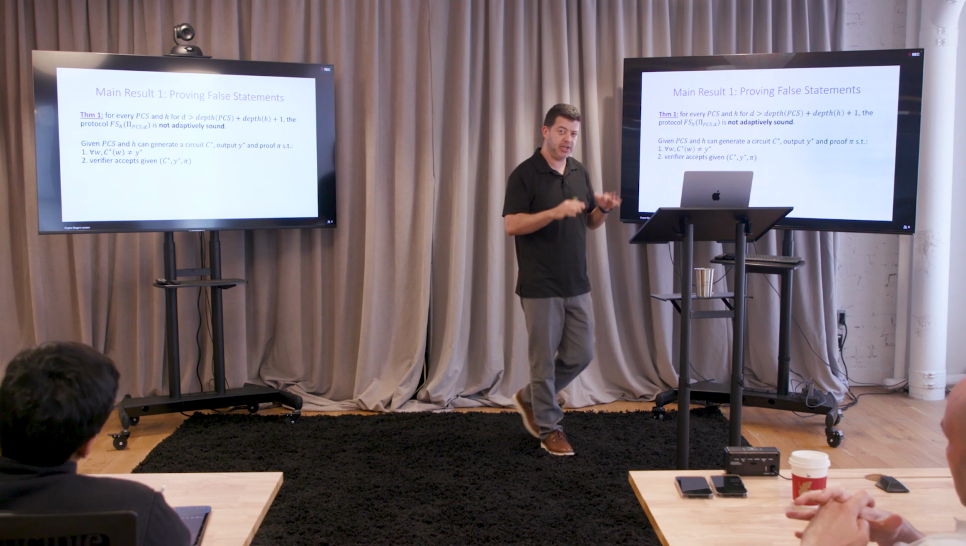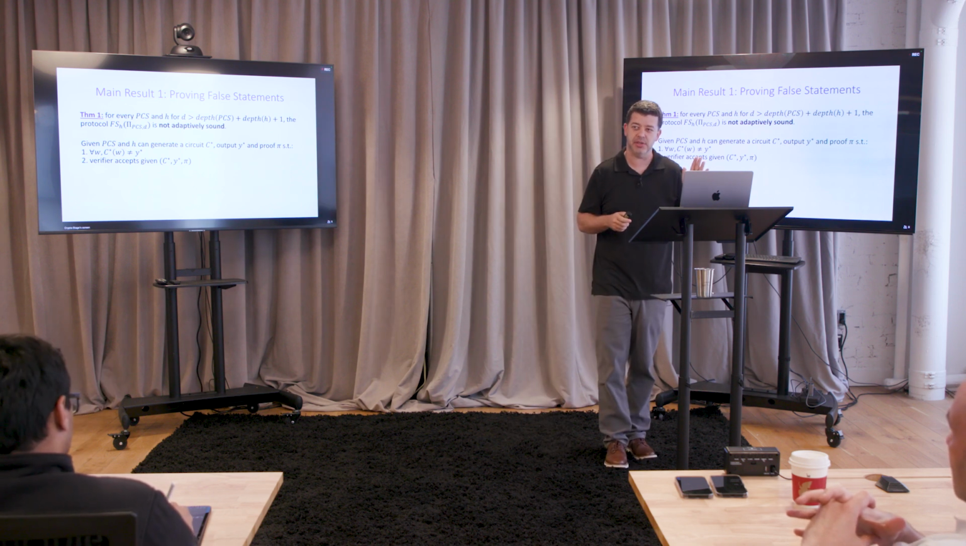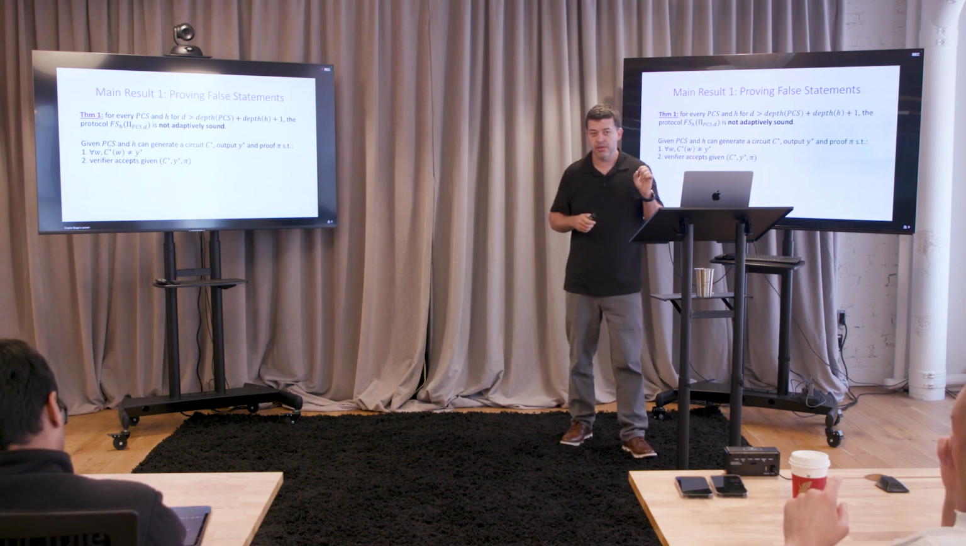So the verifier in the protocol will say, oh yeah, sure, C star does output Y star sometimes. Sorry, you're saying the circuit depth is going to be a function of the complexity of the hash function and of the PCS? Yes. So that's where the adaptivity comes in. Yes.